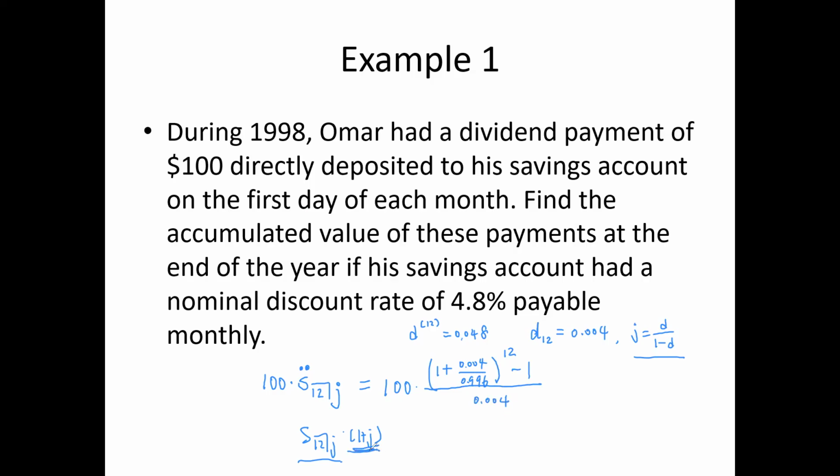Sometimes I do this, but this one, the bottom is d. Since d is already given, it's pretty easy to put it here, so I don't need to change to 1 plus j and then j on the bottom, then put 1 plus j in the end. So I'm not going to do this. I just use the d formula. So this would be 1 plus i to the n minus 1 over d. All right, and then I calculate it out.